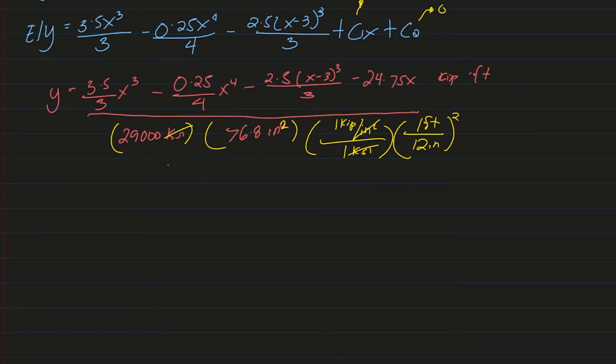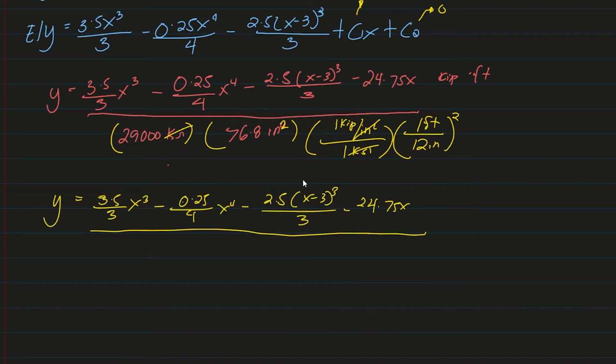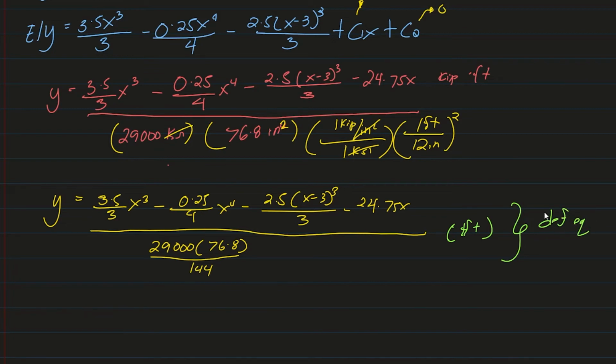But before that, I think simplify ko muna to para malinis. Ayan. And so, simplifying this, parang ano na lang siya, no? 29,000 times 76.8 tapos divided by 144, 'di ba? Kasi 12 square. Ayun. And remember, ang magiging answer natin dito is in foot, 'di ba? Tama ba? Yes, naka-foot siya kasi foot. Okay, tama, feet. Ayun. Now, this is our deflection equation. Okay? This is our deflection equation.